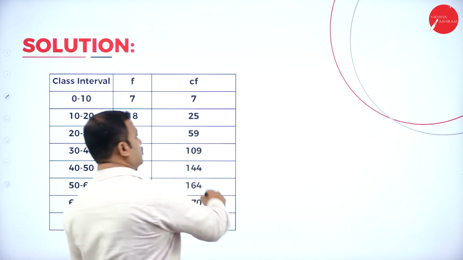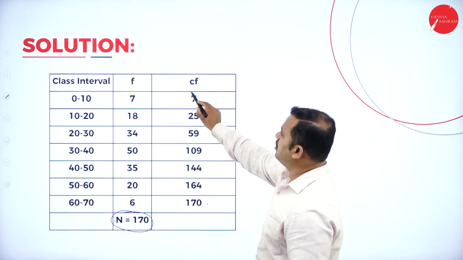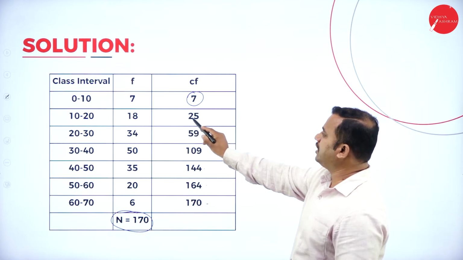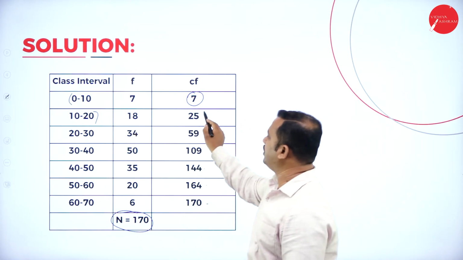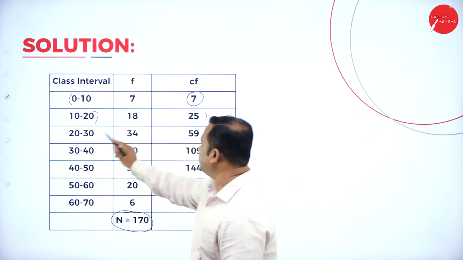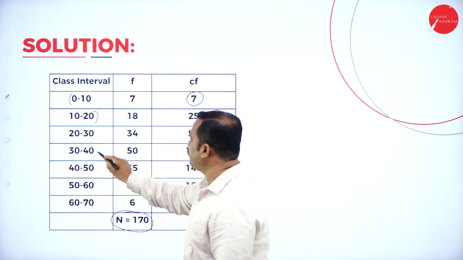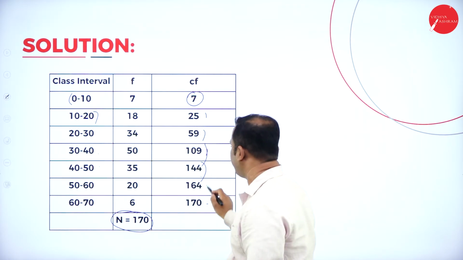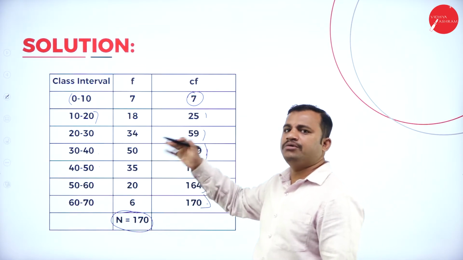Next, we have to find the range of these terms. 0 to 10, we have 7 terms. 0 to 20, we have 25 items. 0 to 30, we have 59 items. 0 to 40, we have 109 items. 0 to 50, we have 144. 0 to 60, we have 164. 0 to 70, we have 170. That is the total number of items.